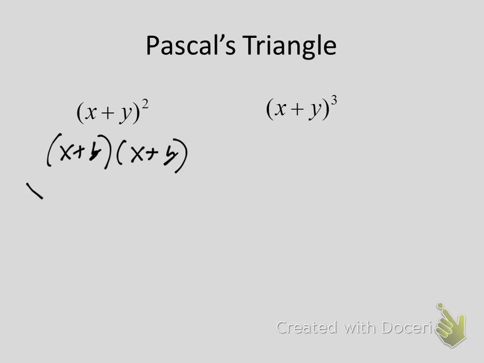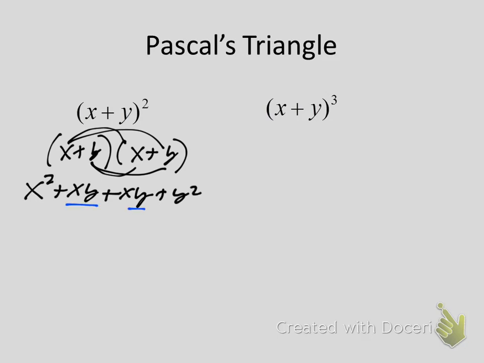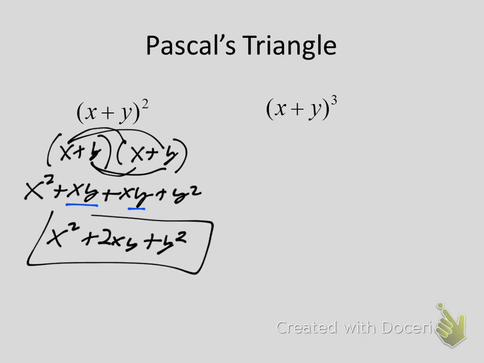So x times x, x squared. X times y, xy. X times y, xy, putting them in alphabetical order. Y times y, y squared. You got like terms in the middle there. So it's x squared plus 2xy plus y squared. Makes sense?